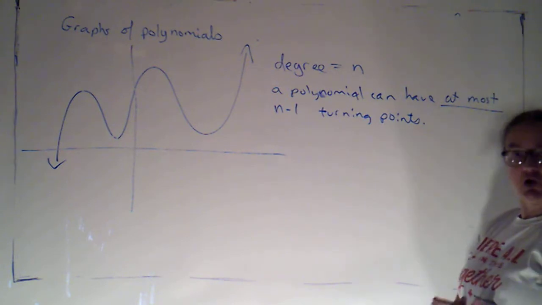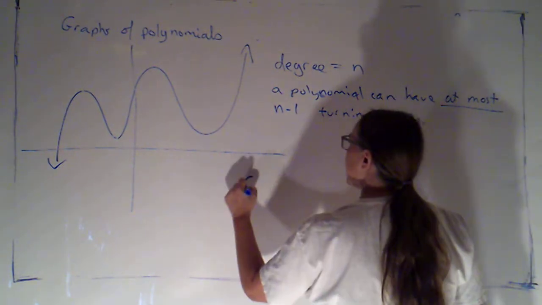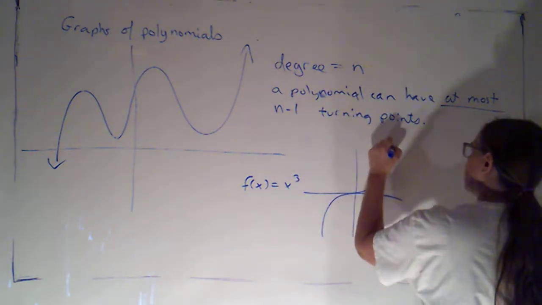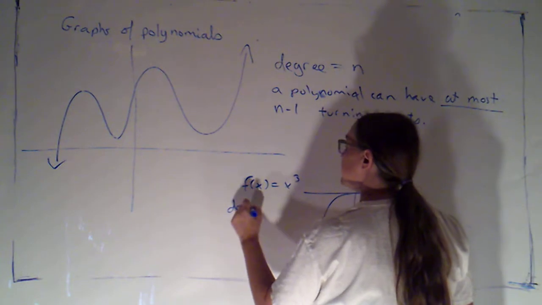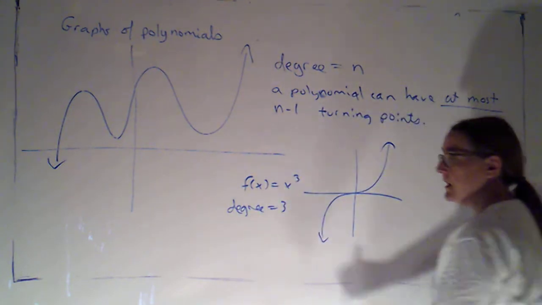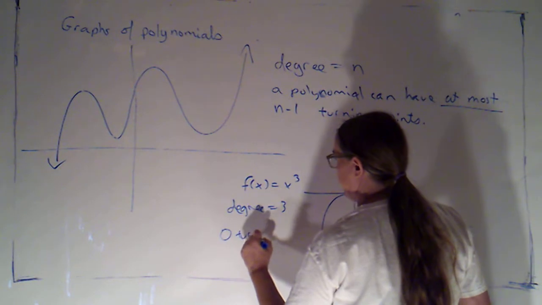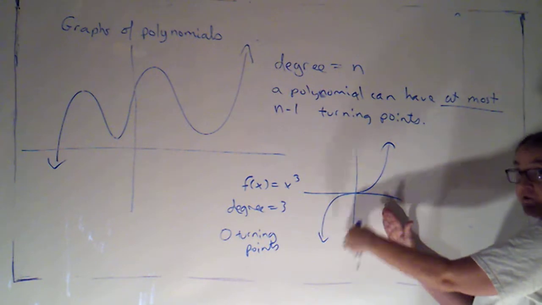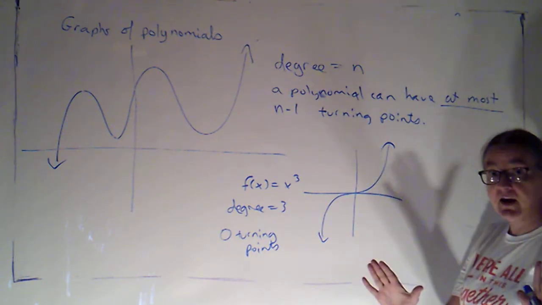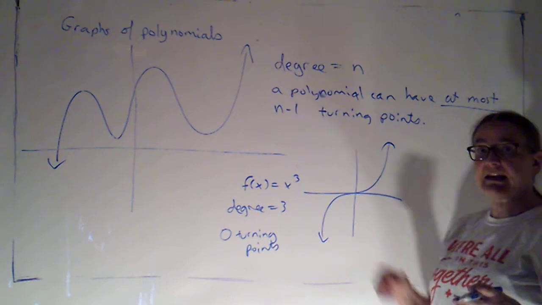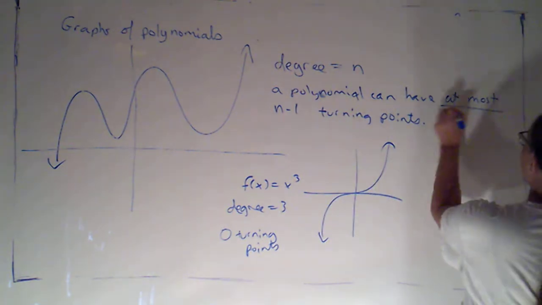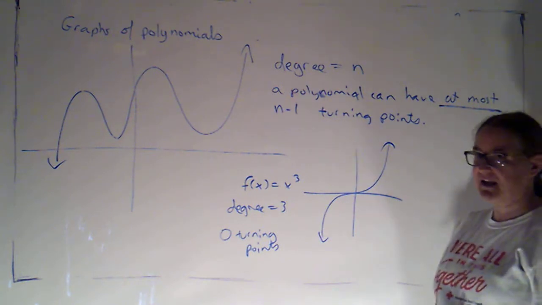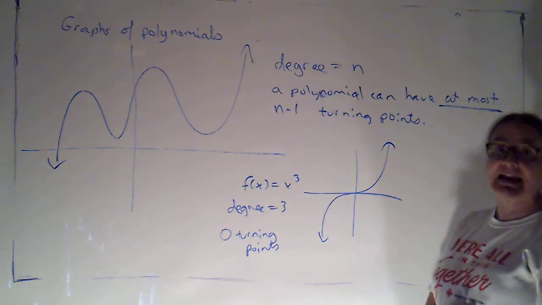I want to take a look at just two quick examples. If I look at f of x equals x cubed, the degree is equal to 3. There are no turning points because this function is always increasing. It never changes direction. That's okay. If it's degree 3, it can have at most 2 turning points, but it doesn't have to have that many. It's okay to have fewer, but it can't have more.